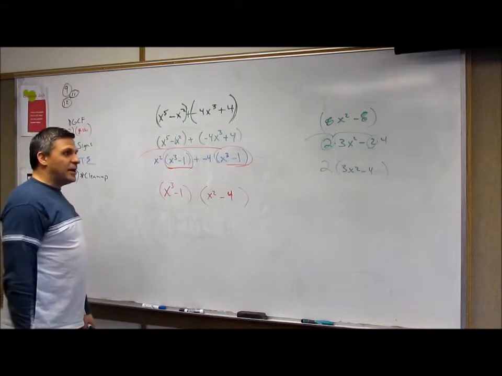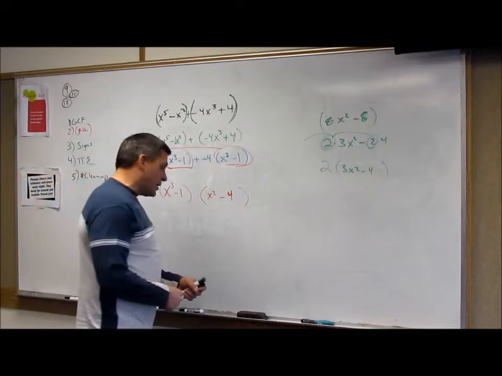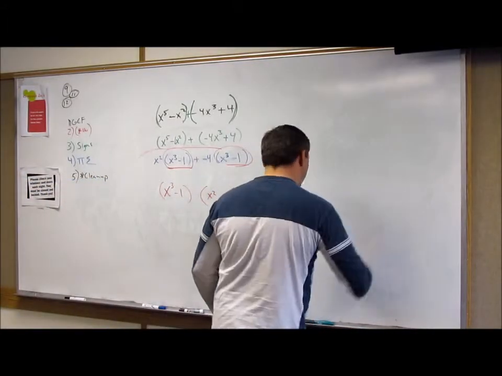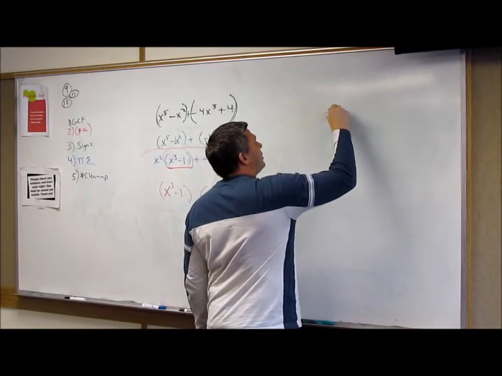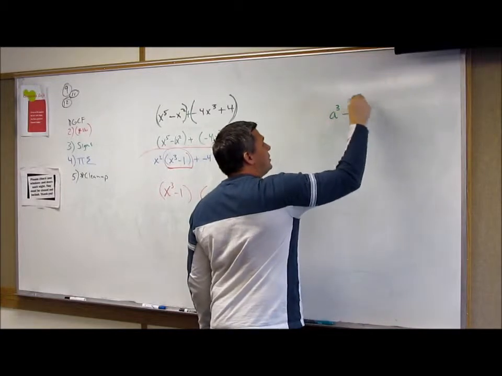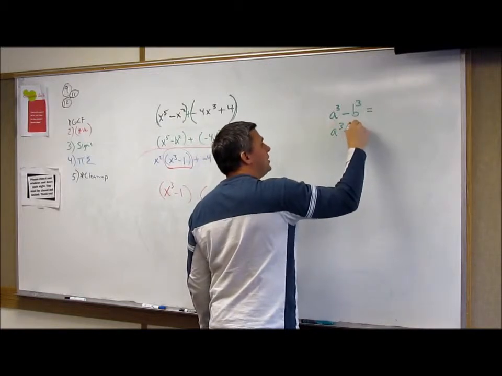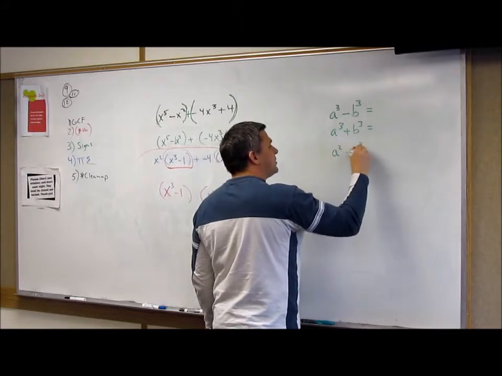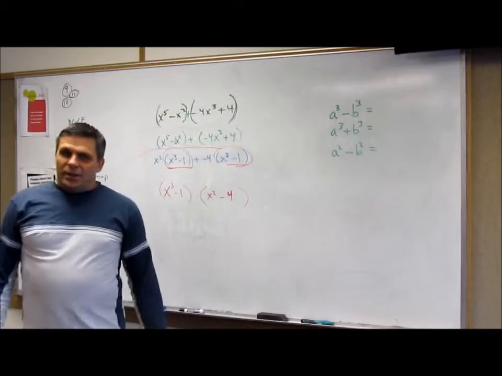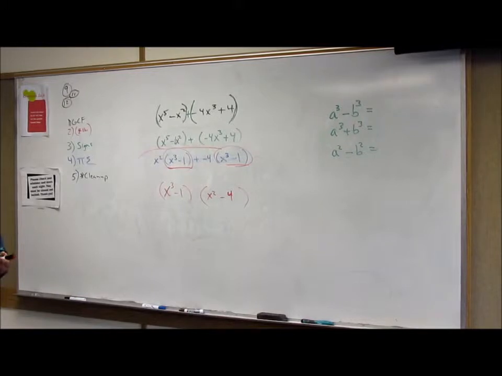Alright, now we have to know some new stuff. So we're halfway there. Okay? New stuff. A cubed minus B cubed equals, A cubed plus B cubed equals, and A squared minus B squared equals. Alright, is that a formula? Those are formulas. All of them are formulas. Okay? Let's do the easy formula first.